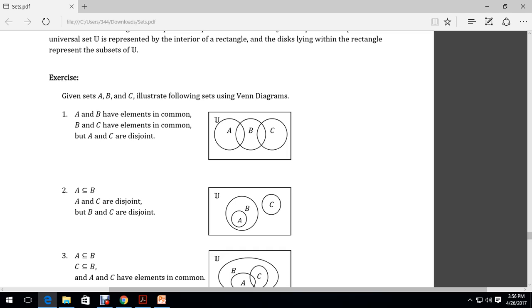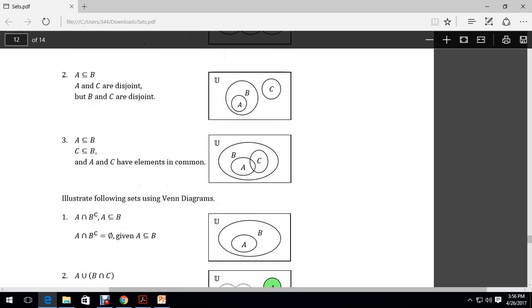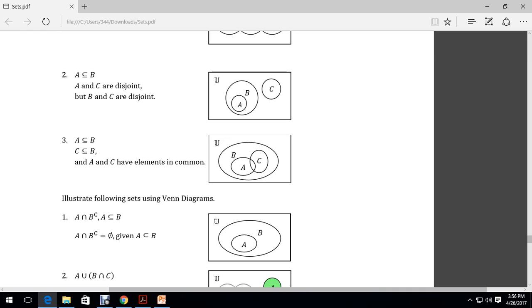All the three subsets A, B, and C should be contained in a rectangle, wherein the rectangle here represents the universal set. Okay, so I will not be going through the details of each, but I'm expecting that you will be looking at each of them in order for you to understand why the illustration for the Venn diagrams would be the following.